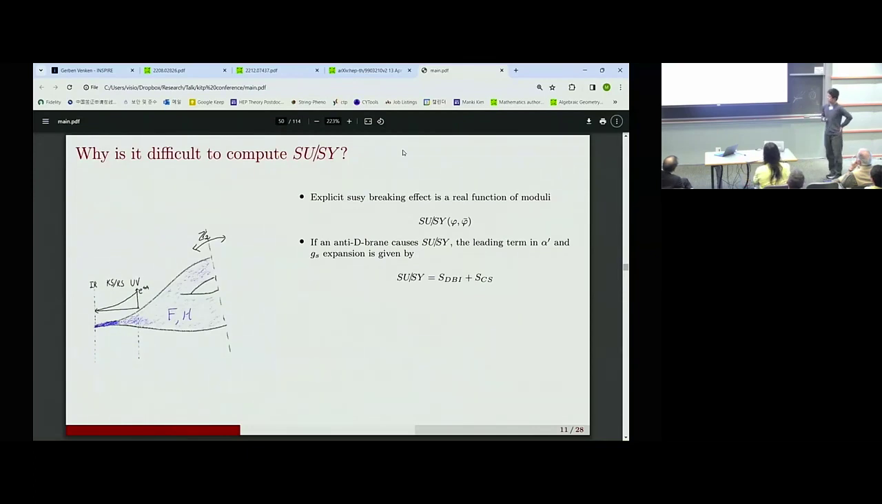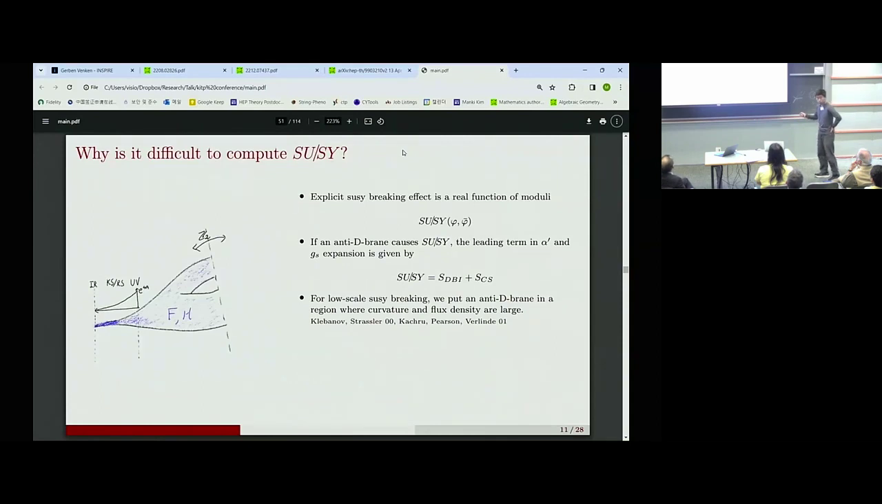The problem is we would like to break SUSY at low energy. To do that, what you're typically supposed to do is to put an anti-D-brane where there is a huge IR redshifting. And to cause it, what you typically do is to put a lot of fluxes in a very small region. And then that will cause the tip to have a very small size, typically. Which means that this leading order alpha prime and g_string expansion may not be the best thing to do.